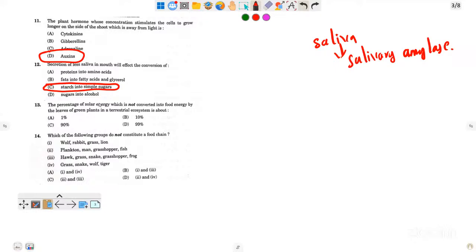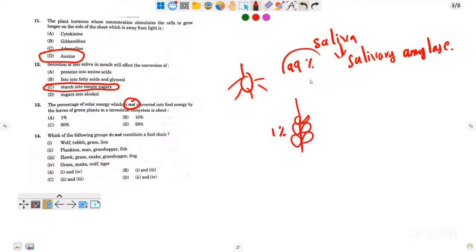The percentage of solar energy which is not converted into food energy by the leaves of green plants in a terrestrial ecosystem. Very important. Here you see the note is darkened. Why? We know that from the sun to the plant, only 1% of energy is obtained. That means 99% of energy is lost. Here option D is the correct answer.